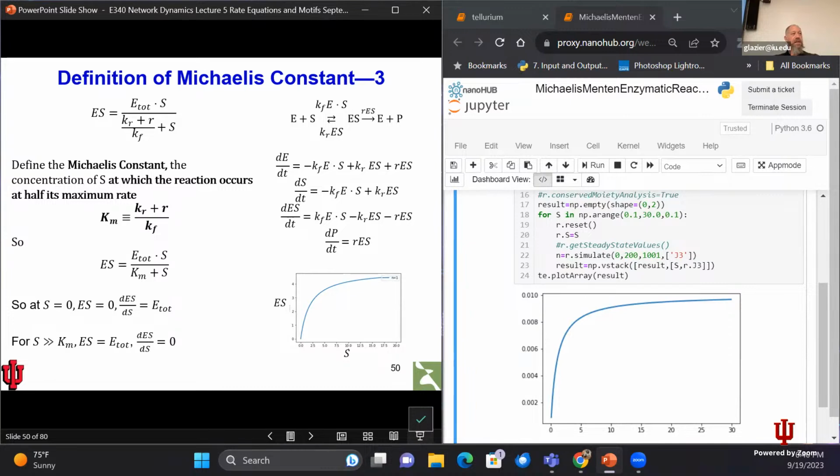If S is big, the denominator is approximately S. So this turns into just E total. So if S is very large, this saturates at a value of E total. If S is very small, this is proportional to E total over Km times S. So I have the slope at 0, which is E total over Km, and I have the value for large S, which is E total. And so I have my function.